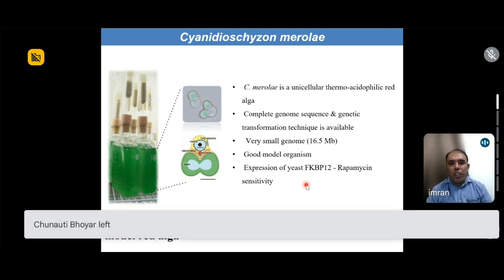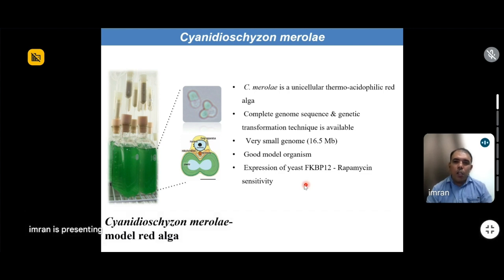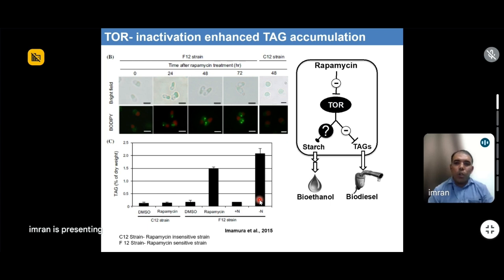Before I joined the lab at Tokyo Tech, my postdoc mentor had expressed the yeast FKBP12 protein in the C-zone cell, making this cell rapamycin sensitive, and gave this strain the name SF12 strain. In my next slide, I will explain the use of this SF12 strain to understand the role of TOR signaling in starch accumulation. So why did I think to work on TOR signaling and starch accumulation?